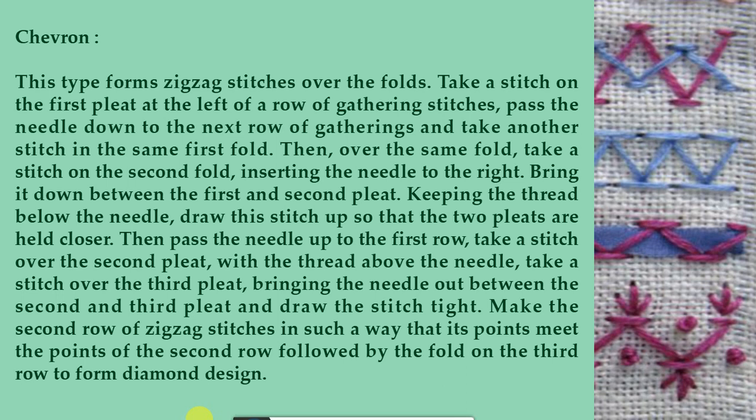Keeping the thread below the needle, draw this stitch up so that the two pleats are held closer. Then pass the needle up to the first row, take a stitch over the second pleat, with the thread above the needle, take a stitch over the third pleat, bringing the needle out between the second and third pleat and draw the stitch tight. Make the second row of zigzag stitches in such a way that its points meet the points of the first row, followed by the fold on the third row to form a diamond design.